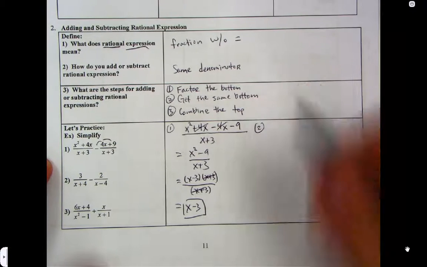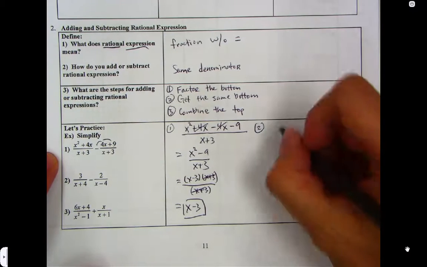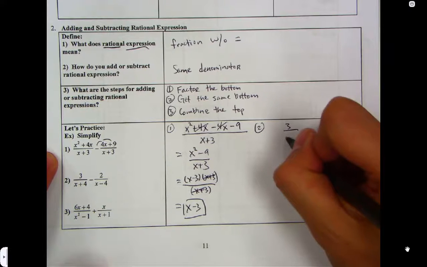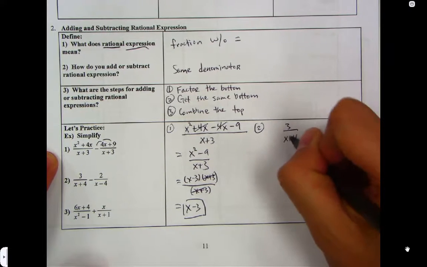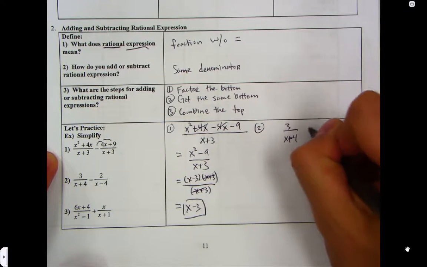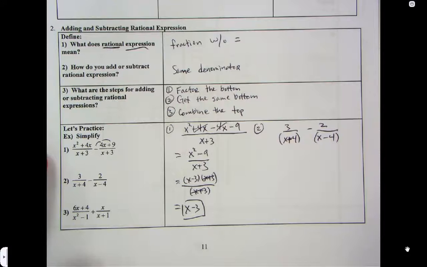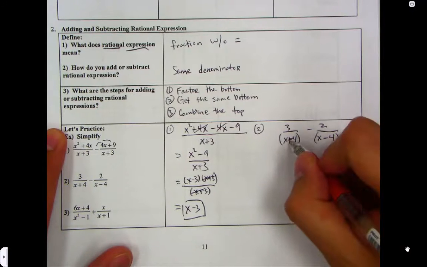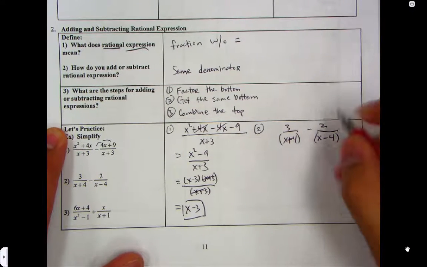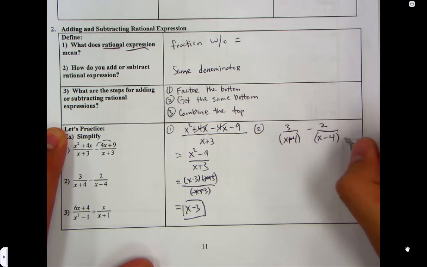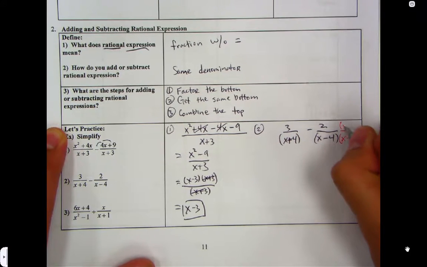Example 2. Okay, so the denominators are not the same in this case, so we're going to have to factor the bottom. They're factored already. Then I'm going to get the same factors on bottom. So right here, is there an x plus 4 on both the bottoms? This one does not have an x plus 4, so I'm going to add an x plus 4. Whatever you add to the bottom, you add to the top.